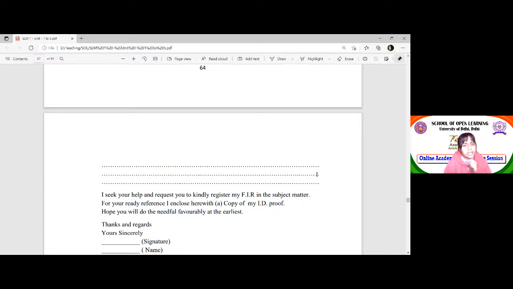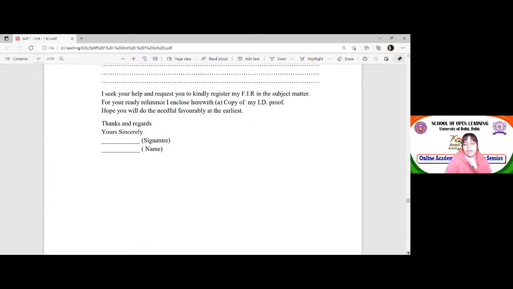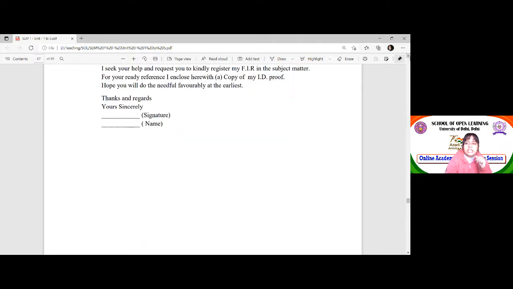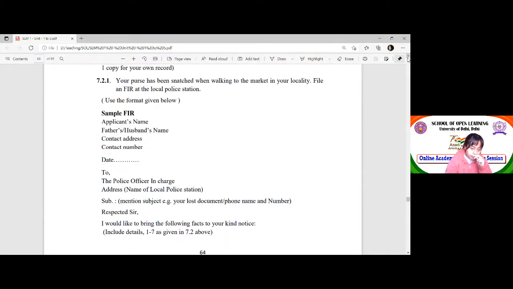Now you have to give an ID proof because your ID proof is what validates that you are a real person and you are here for a real concern. It's not just a plaything that you are doing at the police station. And you will write, I hope you will do the needful favorably at the earliest. And then you will write thanks and regards, your signature and your name. So this is the basic format of the FIR.